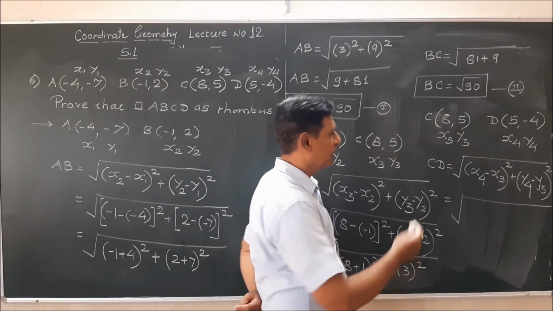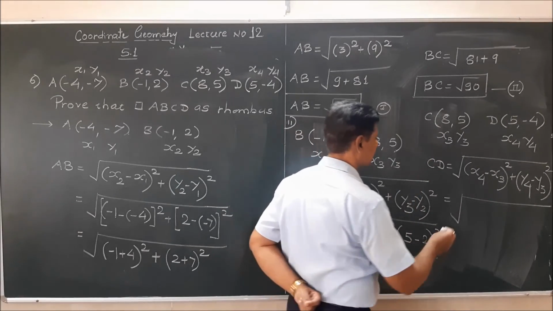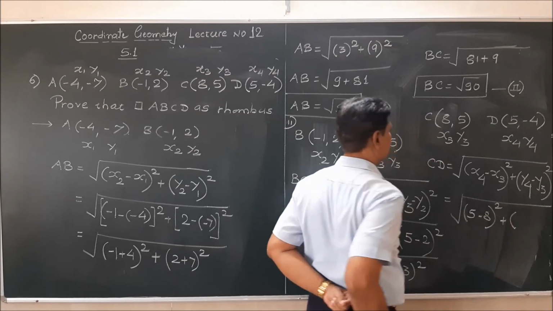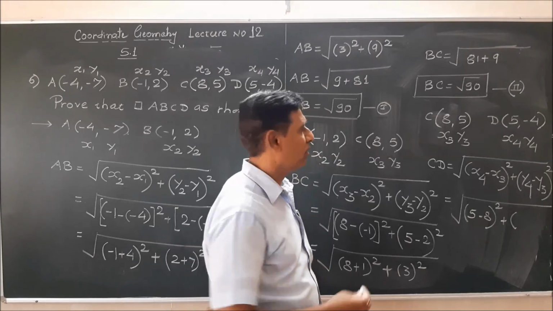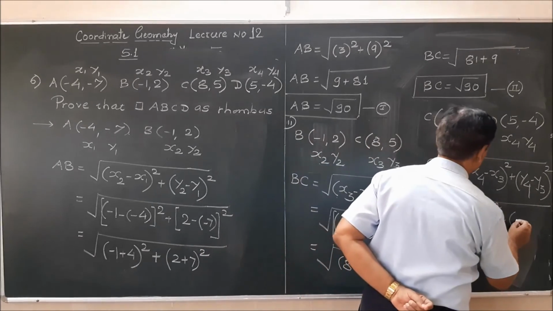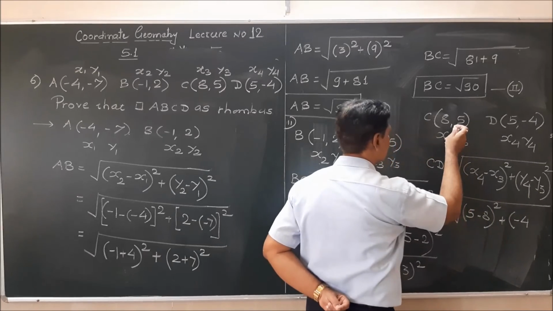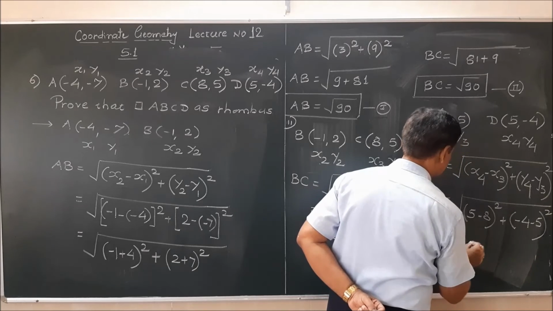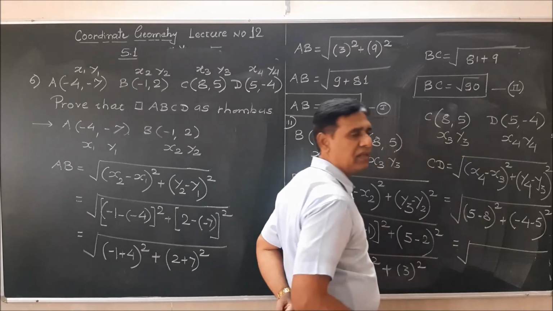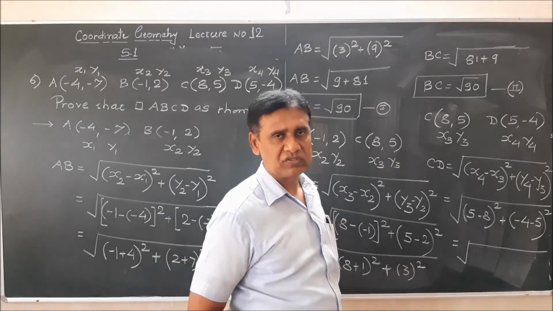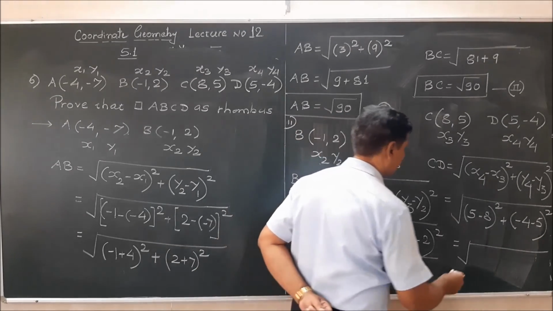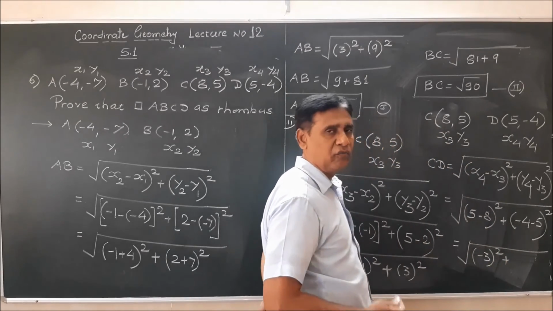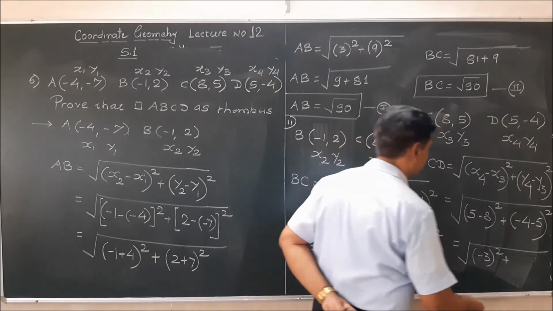What is the value of x4 over here? 5. Correct? So 5 minus 8 the whole square plus y4. y4 is minus 4, so minus 4 minus 5, the whole square. Next step will be 5 minus 8. 5 minus 8 is of course minus 3. So minus 3 square plus minus 4 minus 5 will give you minus 9.